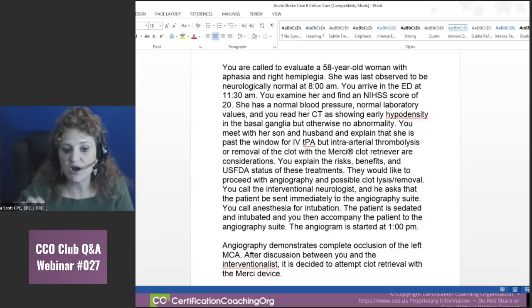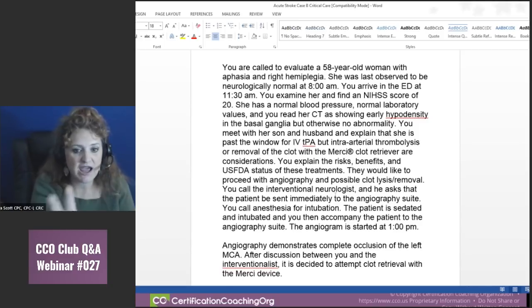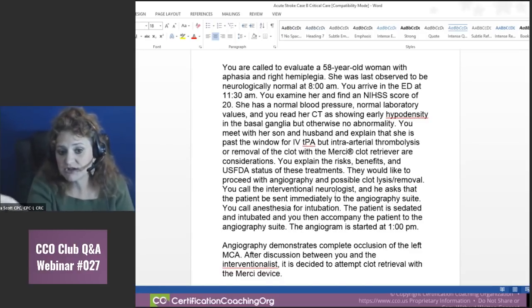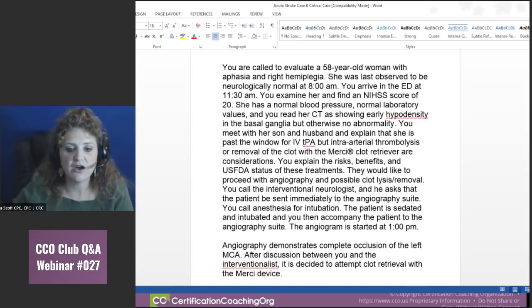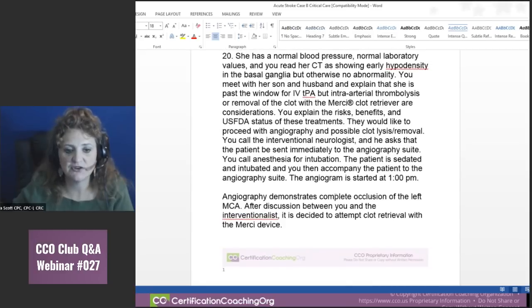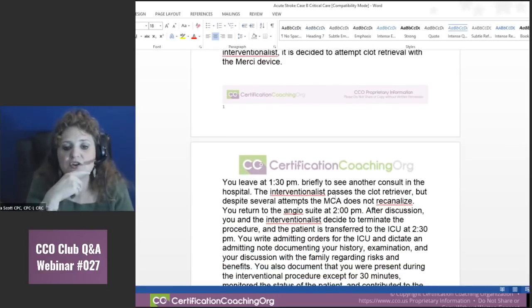The procedure starts at 1 p.m. Okay, you were there at 11:30. You haven't left the patient. You've got this plan of care going, and you actually follow the patient to the procedure at 1. The interventional radiologist attempts to retrieve the clot. You leave at 1:30 briefly to see another consult in the hospital.